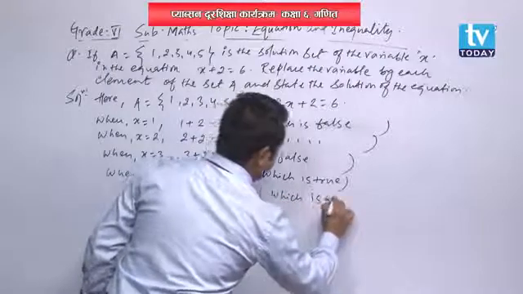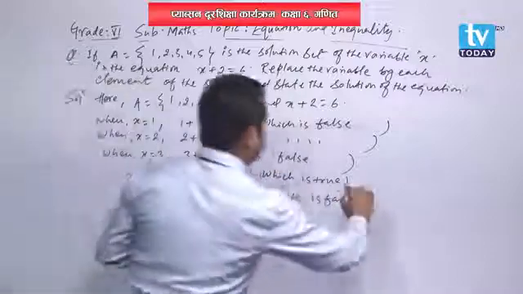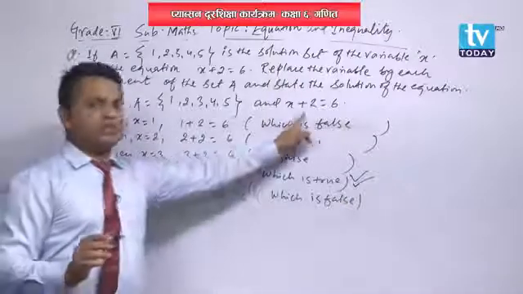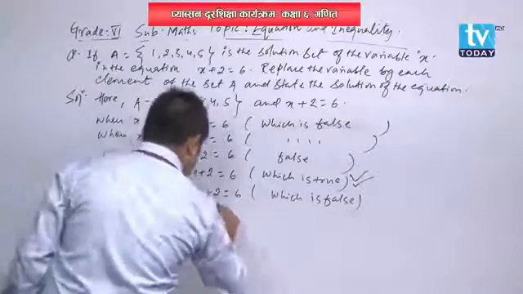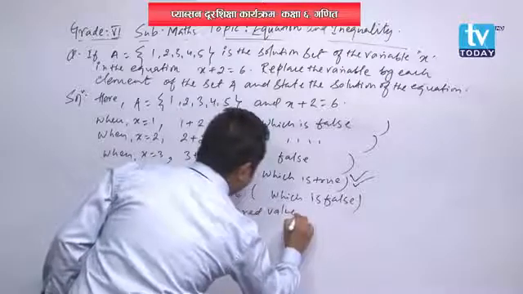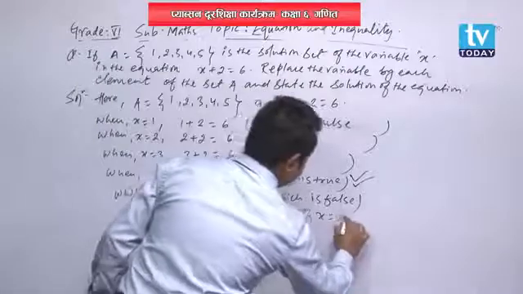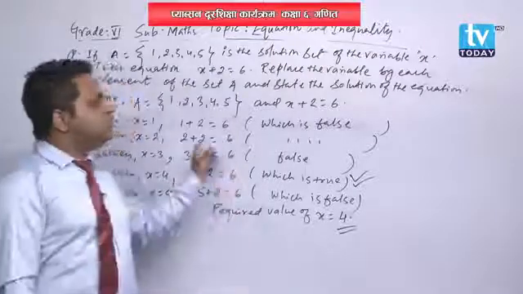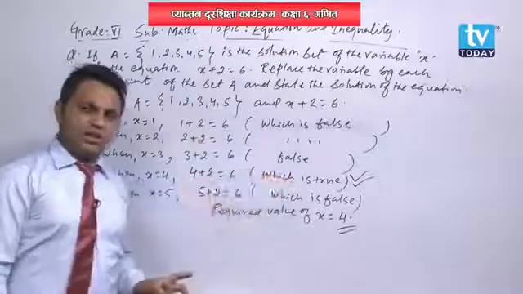So in this case we got one true value: the value of x must be equal to 4 to satisfy this equation. Therefore the required value of x equals 4. When you replace the value of x by 4, then only this equation will be true, otherwise false. Is that clear? Are you getting me?